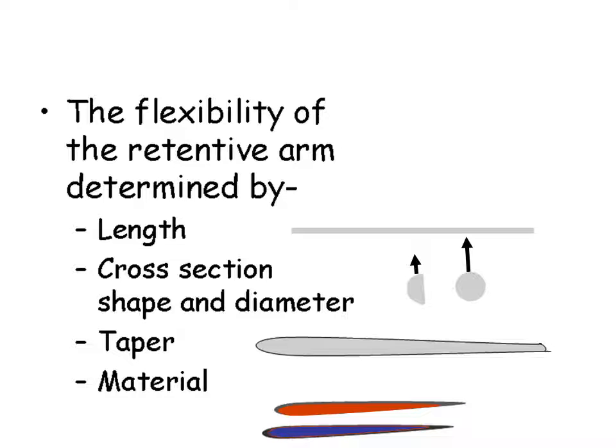The retentive component should be the only flexible component of the RPD. The flexibility is determined by a variety or combination of factors as noted above. Wrought wire clasps are always drawn in red, whereas cast clasps are drawn in blue. Of the round and half-round clasps, which has better flexural characteristics? How about length of the clasp? Thickness? Taper?